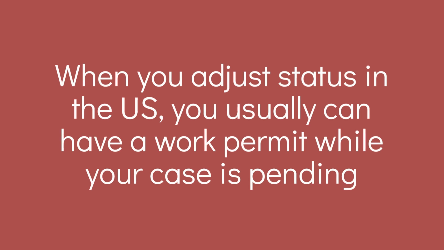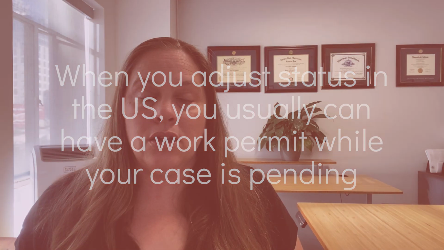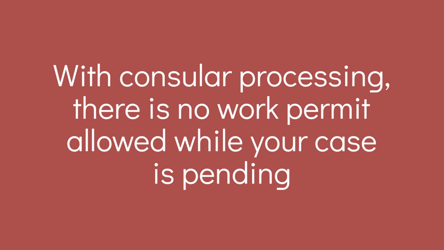The final main difference between consular processing and adjustment of status is that when you adjust status in the United States, you usually get to have a work permit while your case is pending. Again, you're usually filling out a bunch of forms and filing them with an immigration office, and included with all those forms is a work authorization, or what we call a work permit application. And so it's a huge advantage because while you're waiting for your green card to hopefully be approved, you actually have a work authorization that allows you to be in the United States working with a valid social security number. By contrast, if you're consular processing, there's no work permit allowed while the case is pending, which is really frustrating.